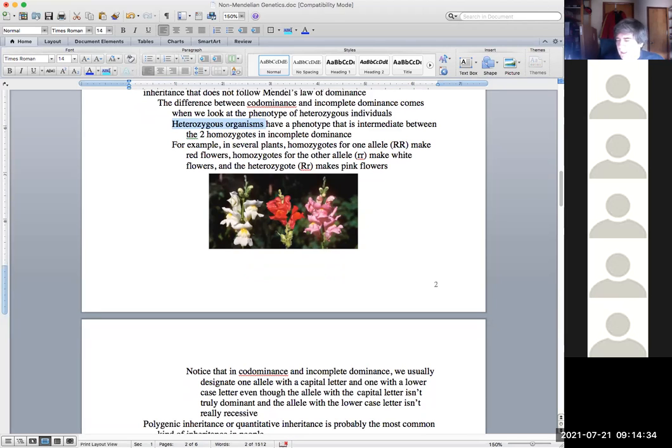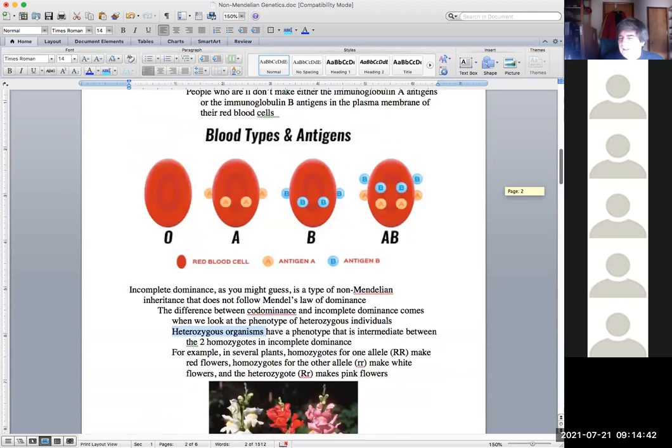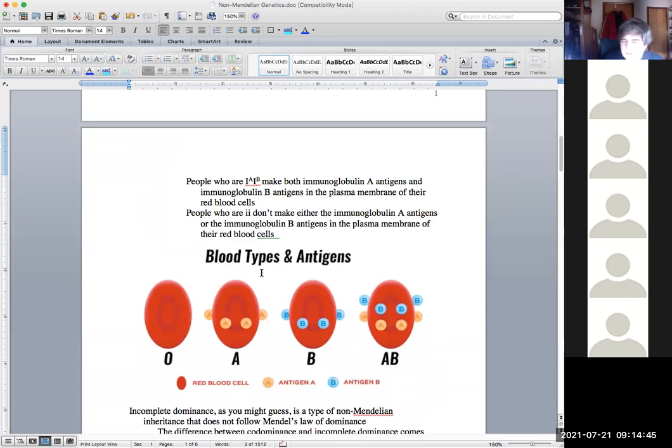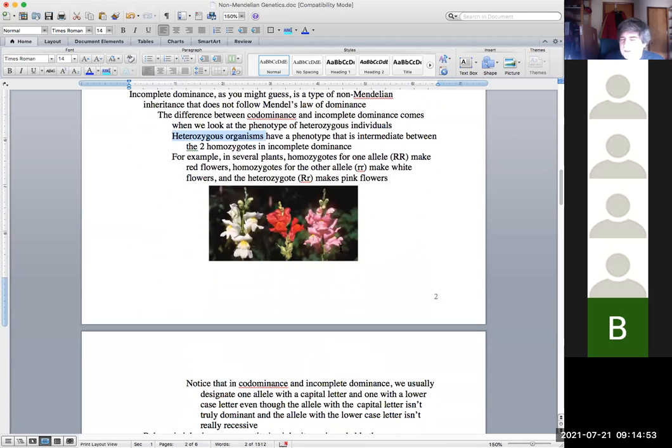The big difference between codominance and incomplete dominance is that when we look at codominance, we see the phenotypes of both homozygous individuals. We see the A proteins, we see the B proteins. In incomplete dominance, when we look at someone that's heterozygous, we don't see red and white. We see something in between the two. Like I say, think of if you mix two paints together, red paint and white paint, you get pink, you get a lighter version of red.